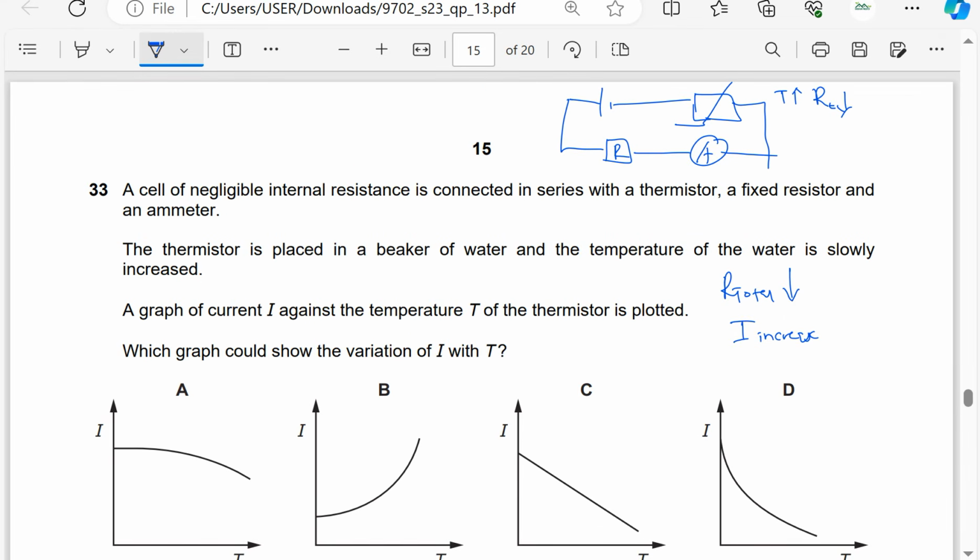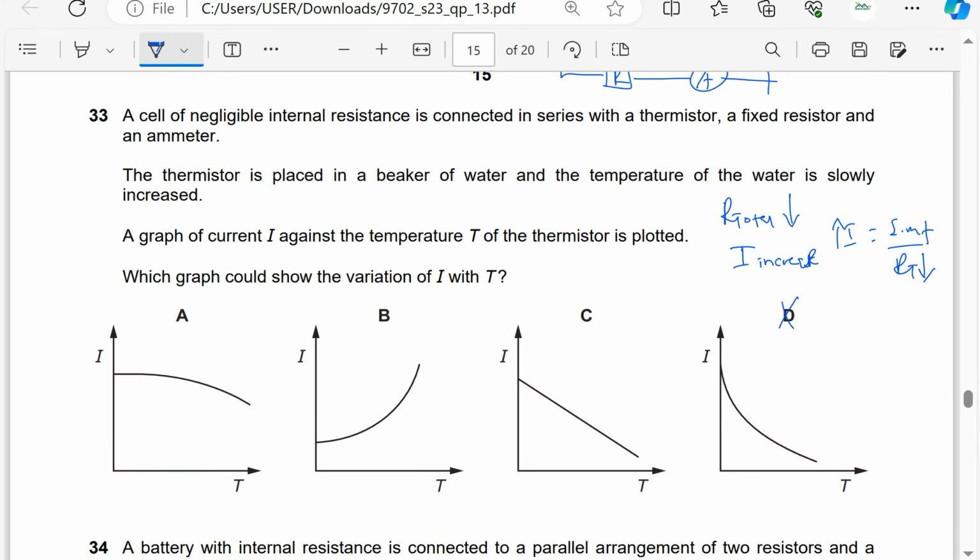As they said, the temperature of the water slowly increased, which means resistance of the thermistor decreases, which means total resistance decreases. And remember, the current is equal to the EMF over total resistance. Because total resistance decreases, the current increases. This is wrong because it is showing as temperature increases, current decreases. This is also wrong, as temperature increases, current decreases. This one is also wrong. Current is somehow constant and it decreases. It must increase, so the answer is B.